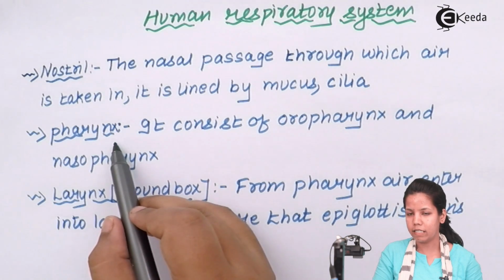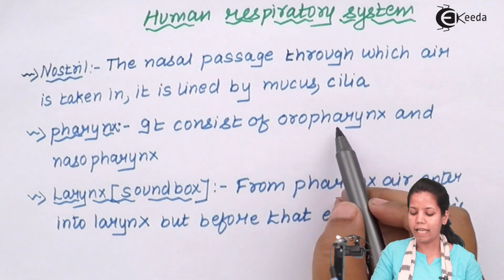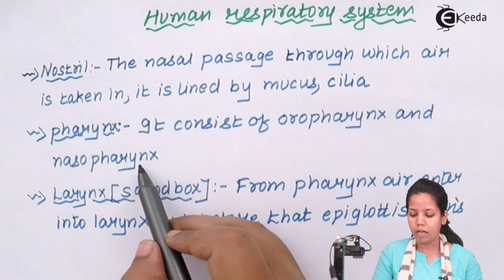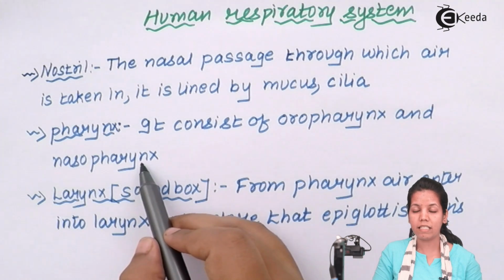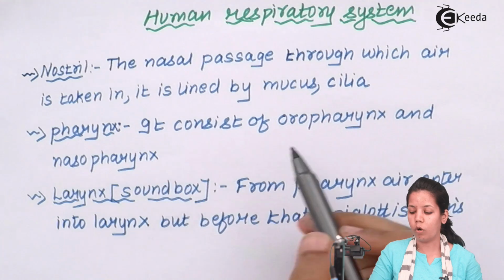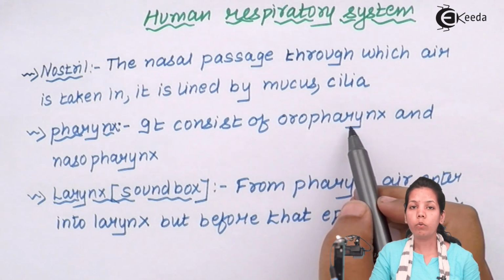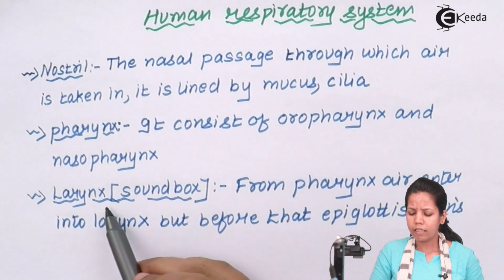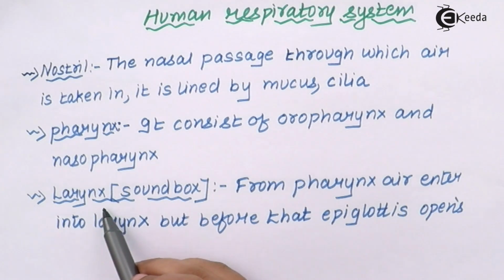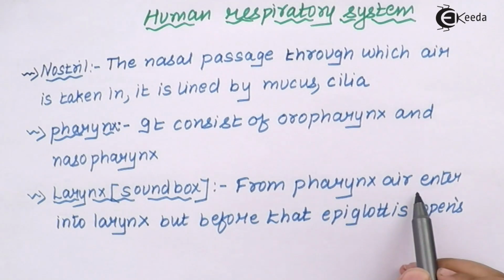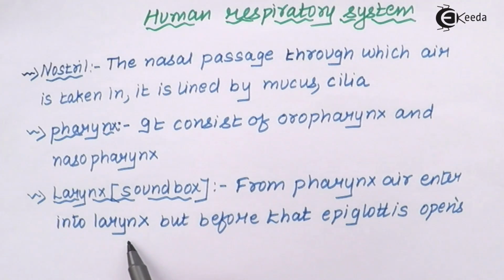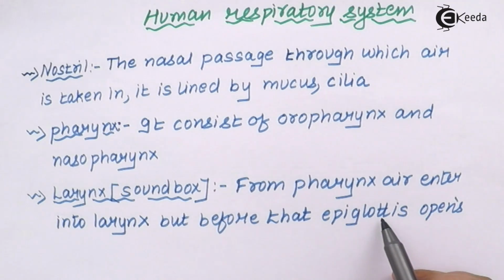Pharynx basically consists of oropharynx as well as nasopharynx. Now, nasopharynx carries air further down, whereas your oropharynx meets the esophagus or your food pipe. Just below pharynx, there is the sound box, or you can say Adam's apple or larynx. So from pharynx, air enters into larynx, but before that, the epiglottis lid has to be open.